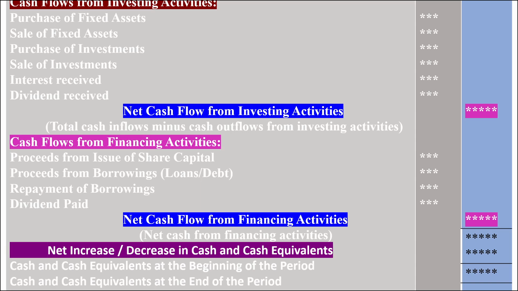Then after adjusting the three items, that is operating activities, investing activities, financing activities, we can get the answer of net increase or decrease in cash and cash equivalents. After that, we can add the opening cash balance, that is cash and cash equivalents at the beginning of the period. We can get the answer of cash and cash equivalents at the end of the period.